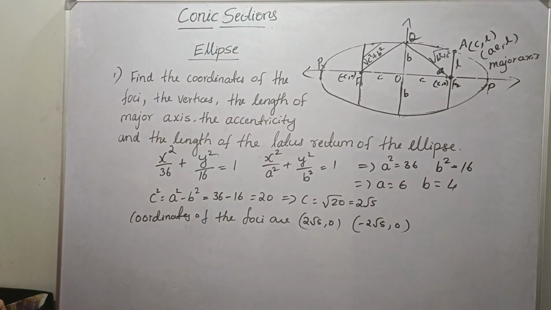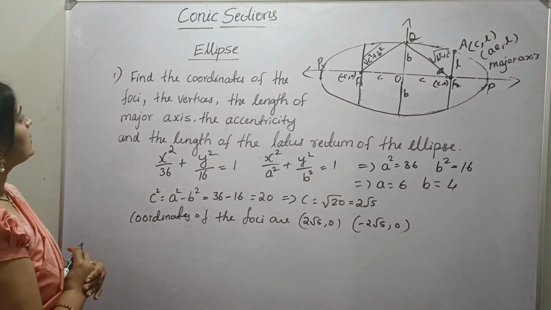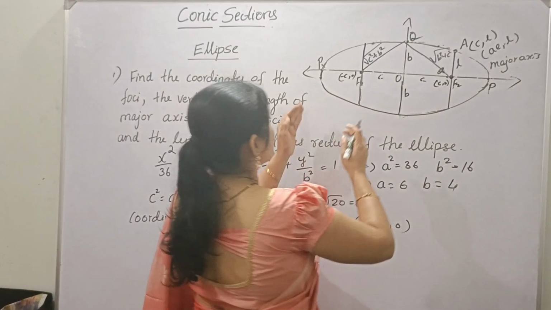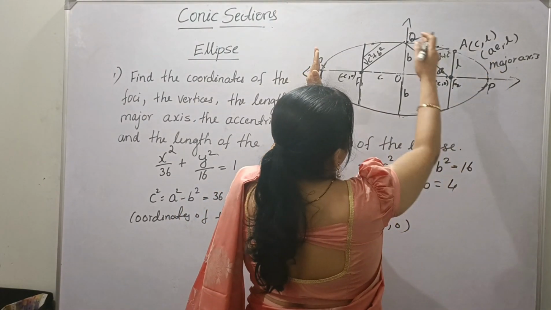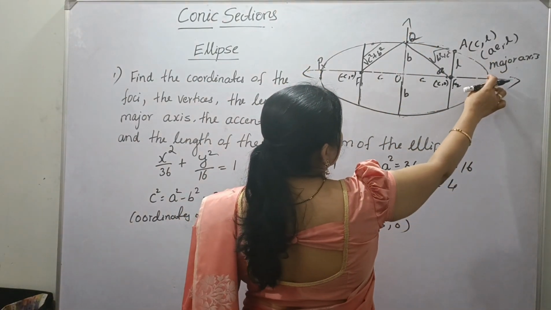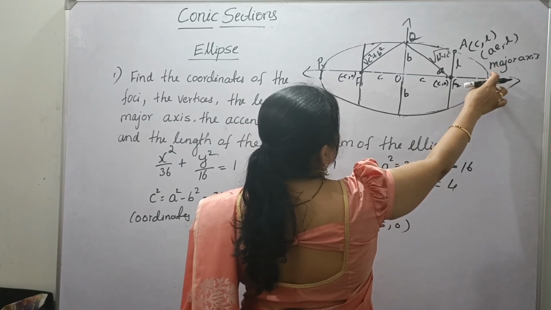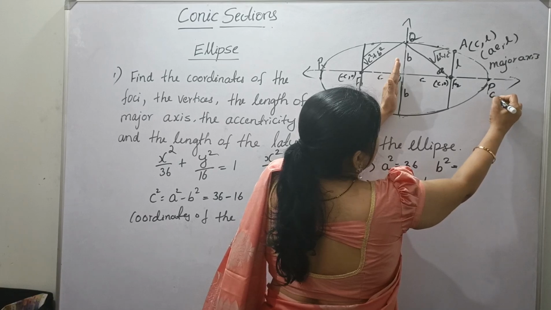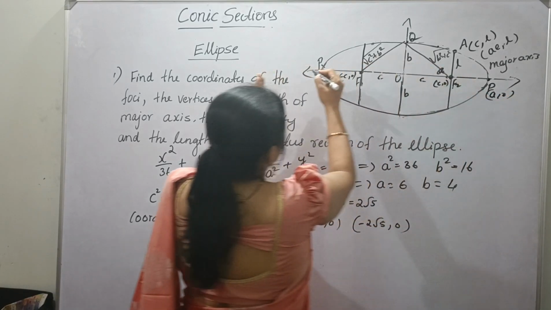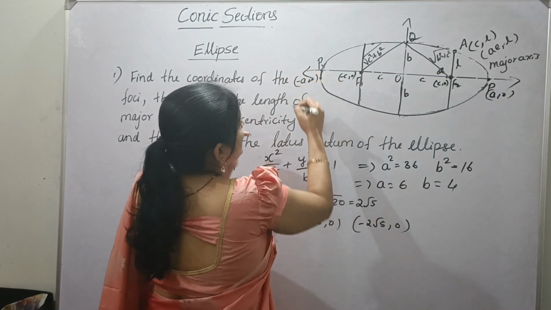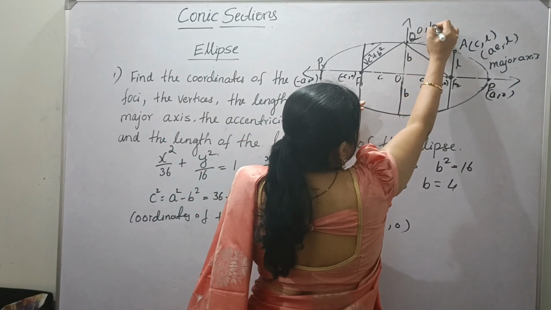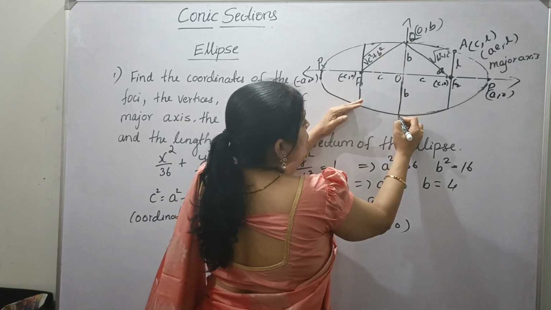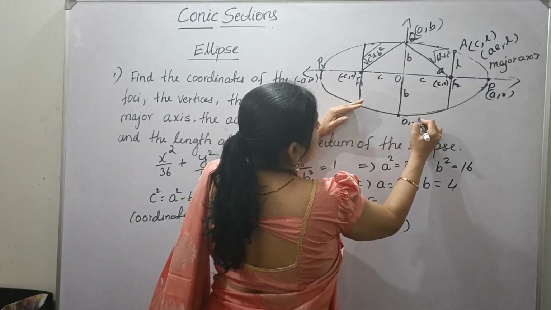Next, the vertices. Coordinates of the vertices. Vertices means these points. Here the length is a, so this vertex is nothing but (a, 0), and this is (minus a, 0). This one is (0, b), because this point is on the y-axis, therefore the x coordinate is 0. So this point is (0, minus b).